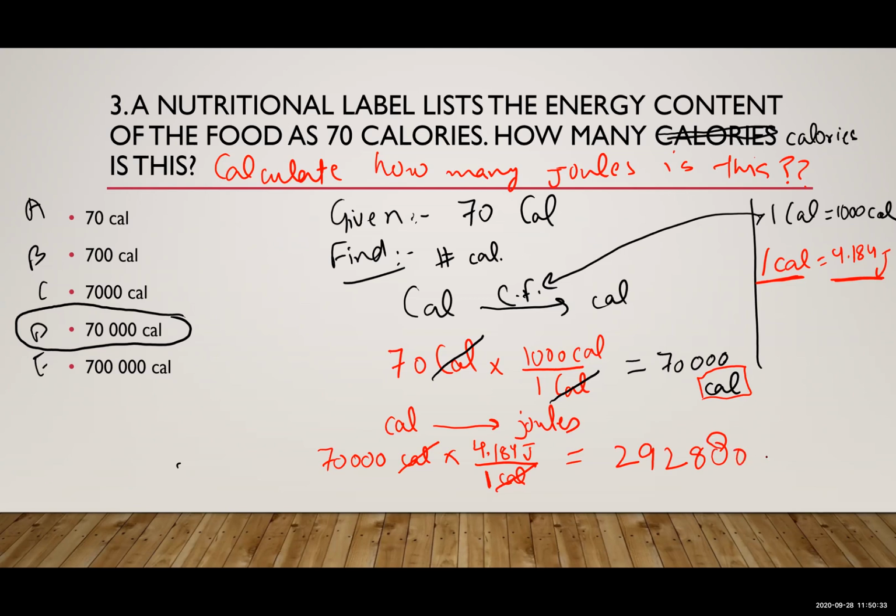Yeah, but because we are given only one sig fig, that should be changed to one sig fig. So it would be 300,000, or 3 times 10 to the 5 joules.